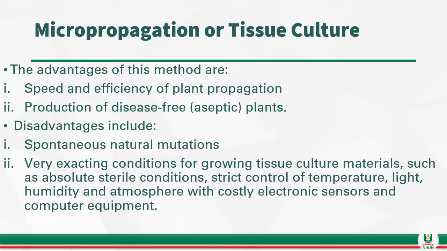And anything that has advantages must surely have disadvantages. The disadvantages include spontaneous natural mutations, because we are working at the cellular level. So anything could happen, anything can trigger the cell to misbehave and produce abnormal plants at the end of the day. Another disadvantage is that tissue culture needs very exact growing conditions.